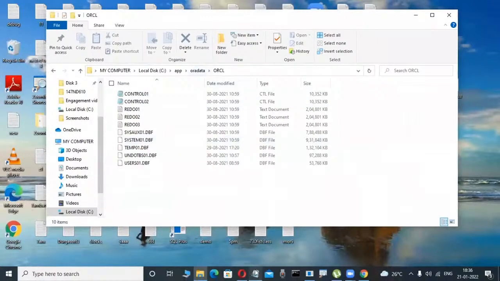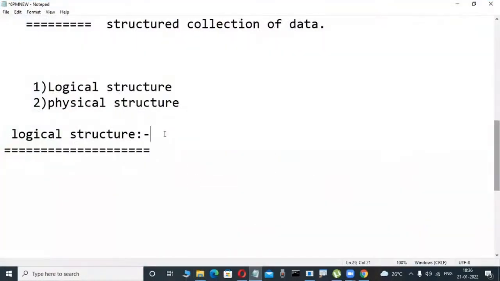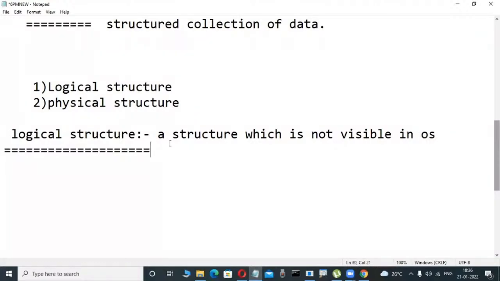That's why what a logical structure means, don't write it down, is a database structure, don't worry. A structure which is not visible in the operating system, in OS, is called a logical structure, the logical structure of the database.